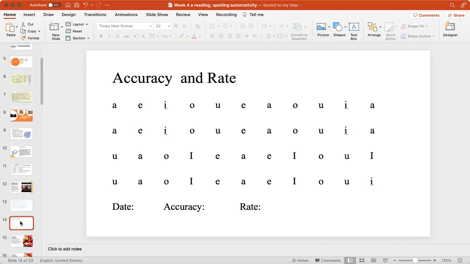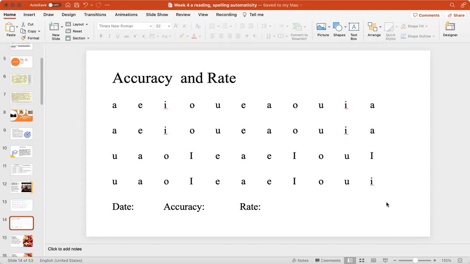And what you do is you have them read this. When you're working with your student, you would put the date on it. You would talk about accuracy. So there's 44 letters on here, 44 responses. If they got 8 out of 44 incorrect, I divide 44 into 8, and that would give me my percentage of accuracy.